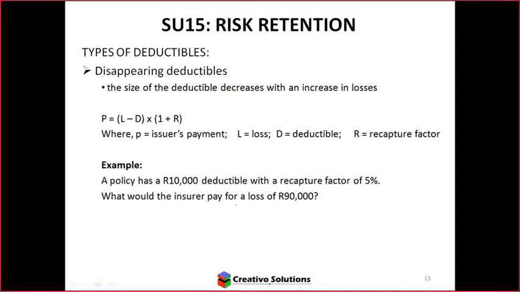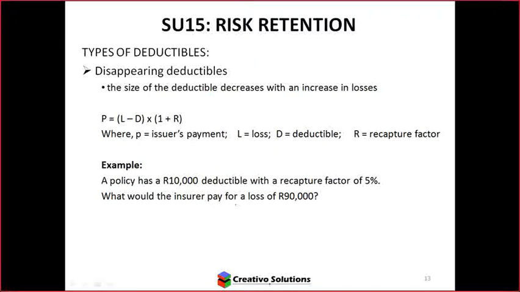So a policy has a 10,000 Rand deductible. So what does that mean? For someone who didn't know what a deductible is, what does that mean, Melanie? Has the company self-funded a specific amount of loss? Yes, the 10,000, exactly. Good. And there's a recapture factor here of 5%. What would the insurer pay for a loss of 90,000? So what is the loss actually? 90,000. Do you agree? Yes.